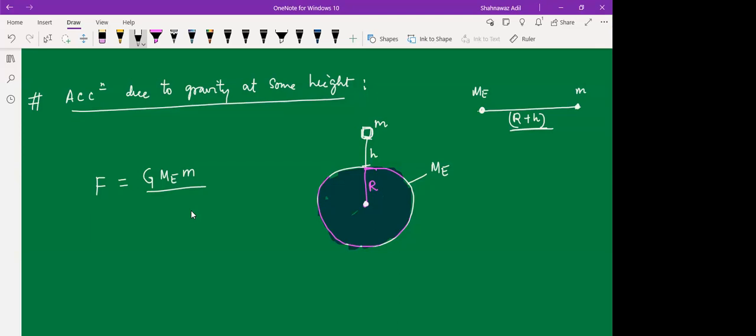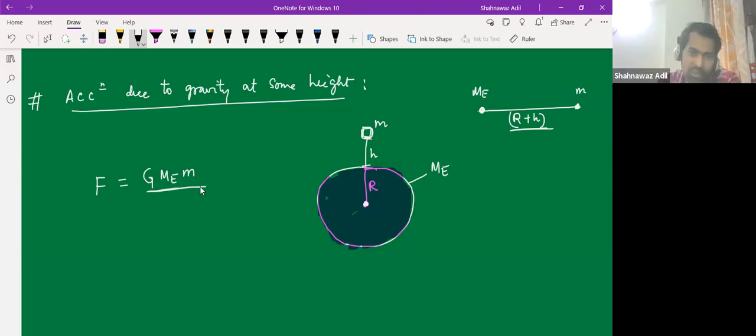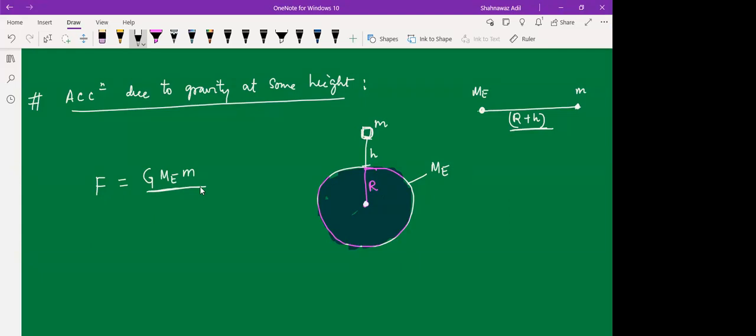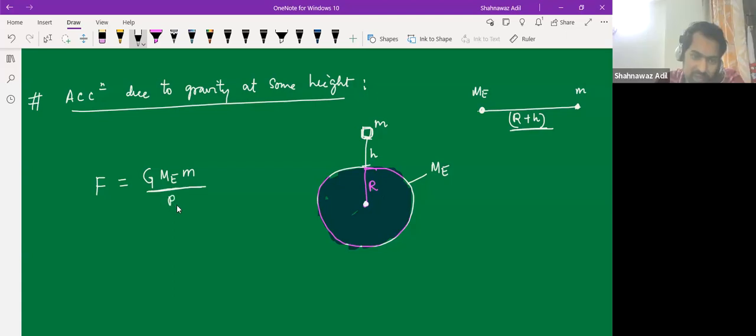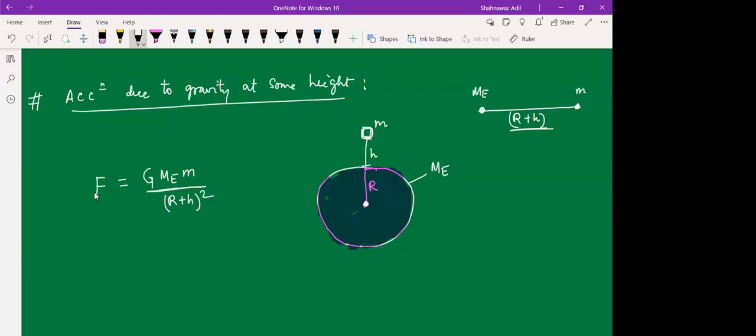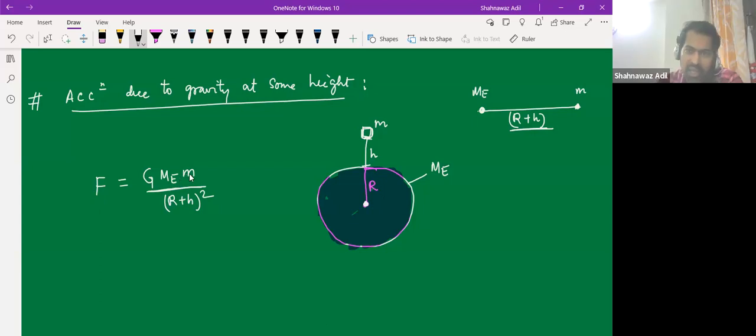What would be in the denominator? H plus R, square, right? Separation square. So R plus H square. So this is the gravitational force. Is that clear? Gravitational force is dependent upon the product of the masses and the inverse of the separation square.